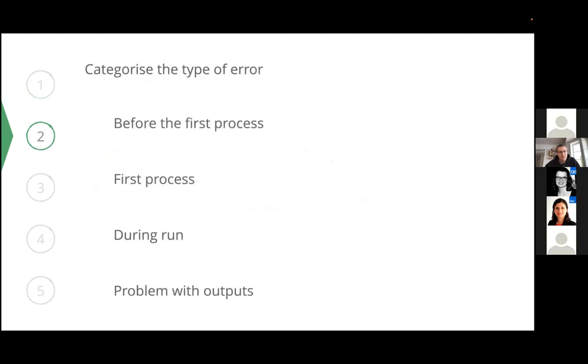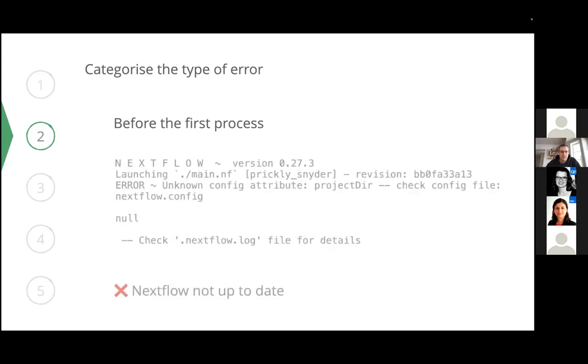So errors can happen basically before the first process kicks off, right when you first run Nextflow. They could happen during that first process, so when Nextflow actually tries to run something, it fails. It could happen somewhere else during the run, or go wrong at the very end. These are different steps, and one of the most common is before the first process. So you try and run Nextflow and it just dies immediately.